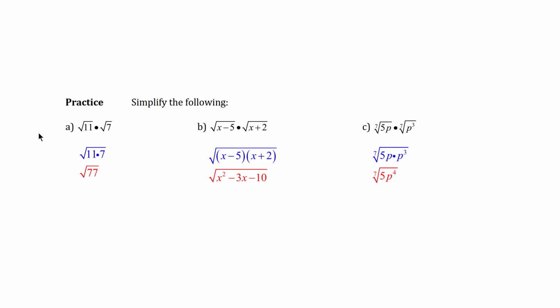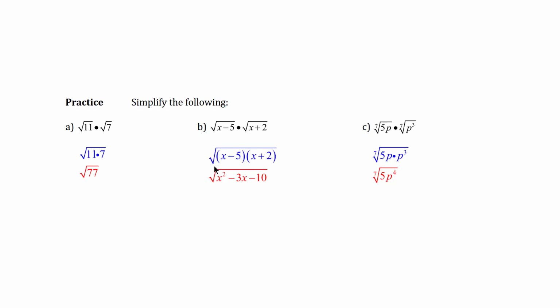Alright, so let's get started with part A. First, we apply the product rule, so we get the square root of 11 times 7. Simplifying the inside of the radical, we get 11 times 7 is 77, so the final answer is the square root of 77.